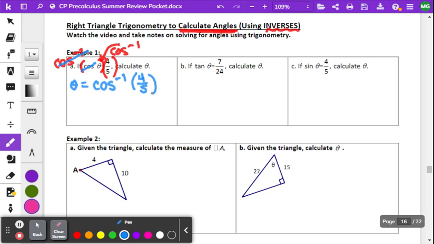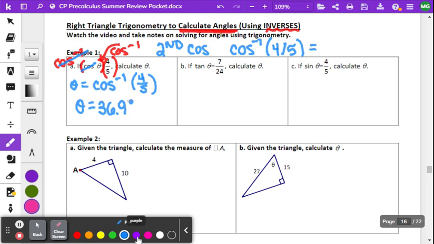Now, this is a straight calculator problem. In your calculator, make sure you're in degrees. Go to mode and make sure you're in degree mode. Then tab out of that and hit second and the cosine button. What should come up on your screen is cosine to the -1 with a parenthesis. All you do is put 4 divided by 5 and hit enter. Your calculator should tell you that this is a 36.9 degree angle. It's as easy as that.